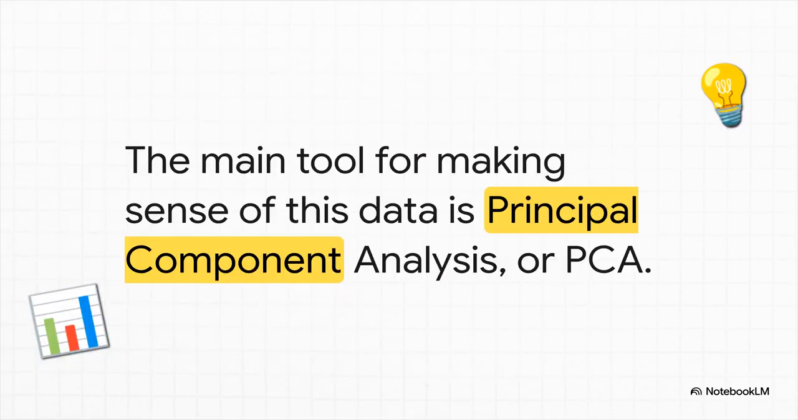Now, to wrangle all this complexity, scientists have a go-to tool. It's called Principal Component Analysis, or PCA for short. Think of it like this. If you're panning for gold, PCA is like the first big sieve you use. It helps cut down all the complexity and shows you the biggest, most obvious patterns in your data. But how you use that tool is where things start to get really interesting.